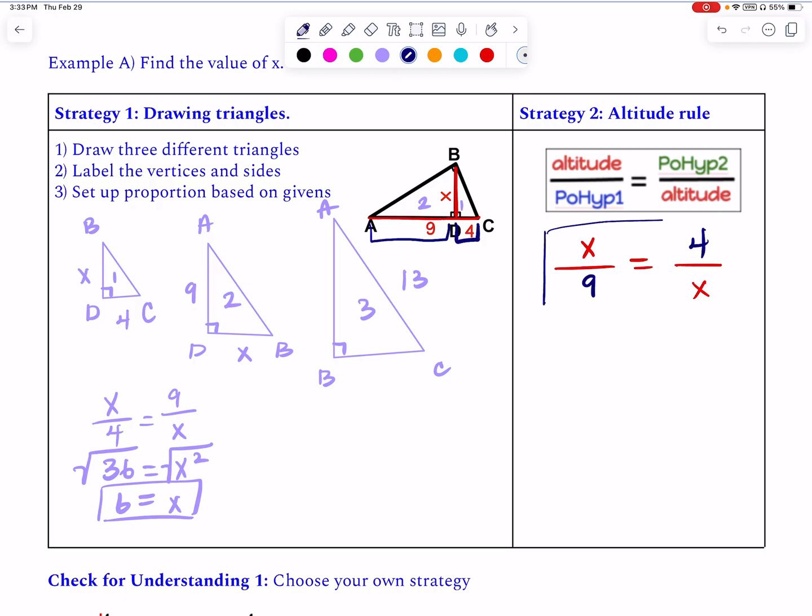And check it out. We have the same proportion as drawing the triangles separately. So you'll have the same answer. x squared is x times x, 9 times 4, 36. To isolate x, we take the square root on both sides, so x equals 6.